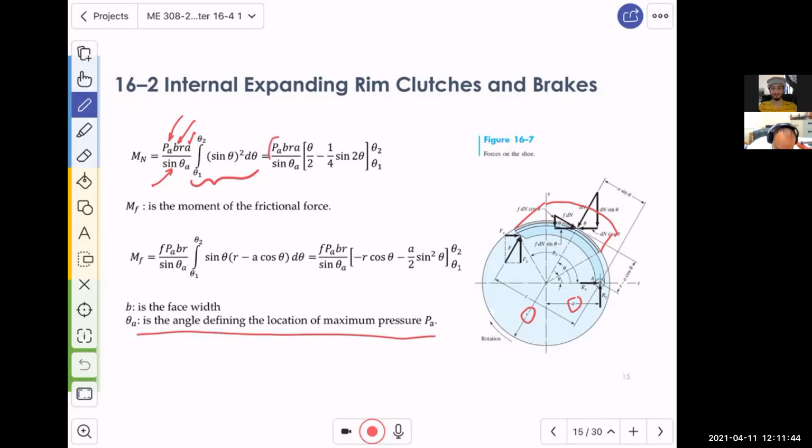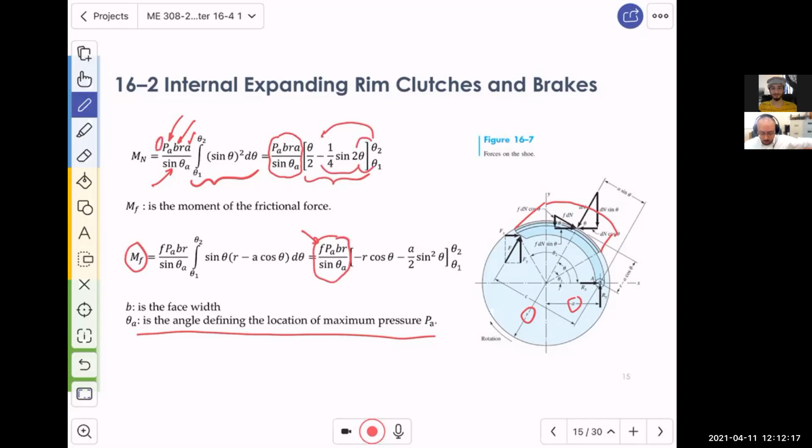What you have here is a factor multiplied by all of this. This has to be evaluated. You need to substitute theta 2, then minus theta 1. You substitute theta 1, don't forget. And then the moment due to frictional forces is more or less the same. This is the factor over here having f, the friction coefficient.